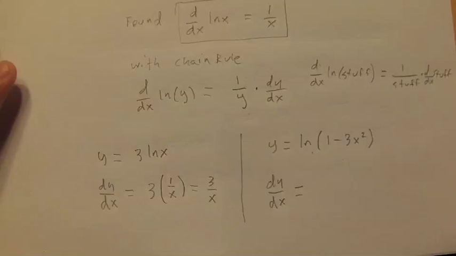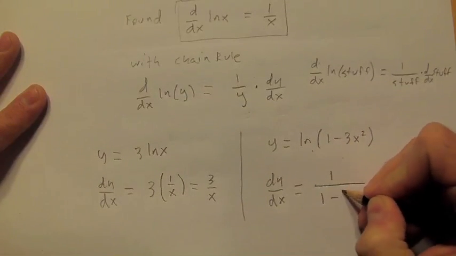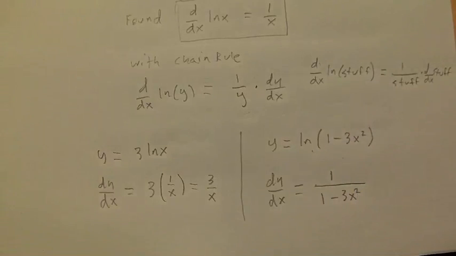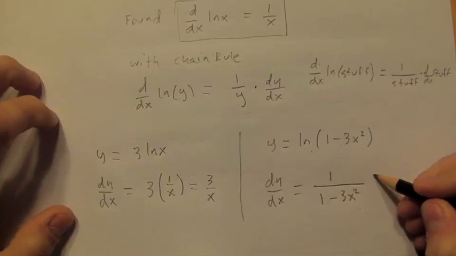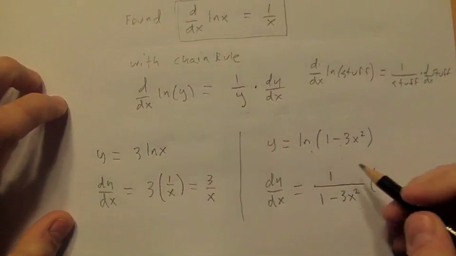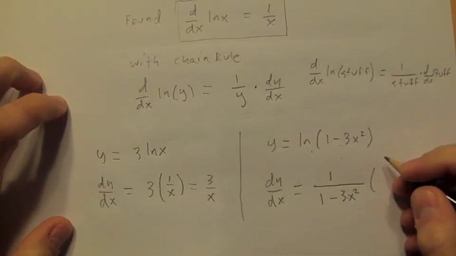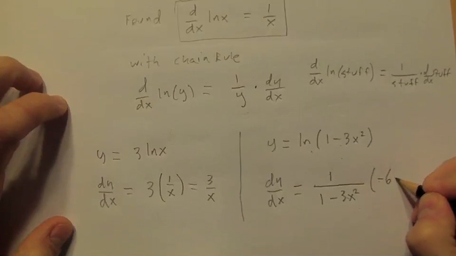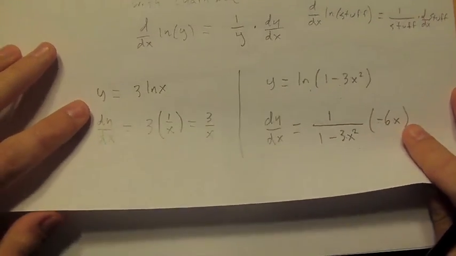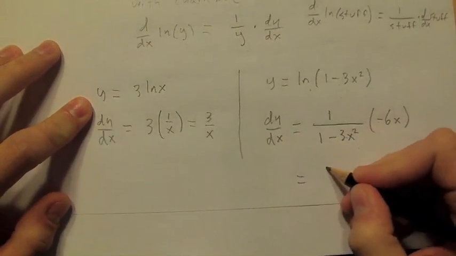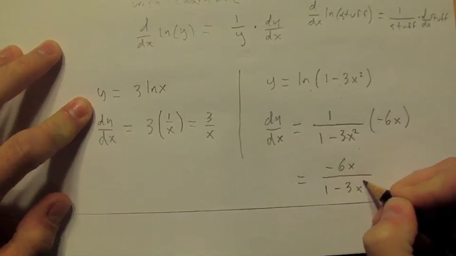Okay. So this is going to be 1 over 1 minus 3x squared. So the derivative of the natural log of anything is going to be 1 over that anything. Then I'm going to multiply by the derivative of what's on the inside, or what's on the bottom there, which is going to be negative 6x. Okay, and this we would definitely want to simplify. This ends up being negative 6x all over 1 minus 3x squared.